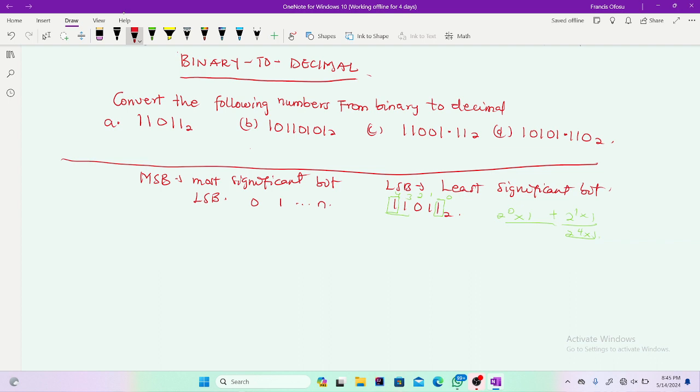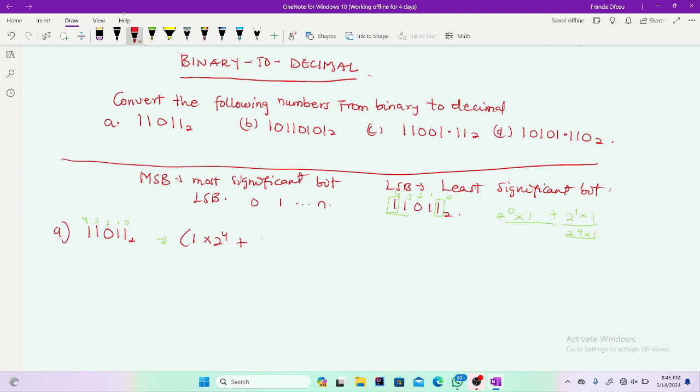So let's take our problems and walk through. The first problem is 11011 base 2. With this one, our least significant bit is simply the 1 here, and we start counting from the least significant bit with 0, then 1, 2, 3, then 4. These are the significances we've assigned. To convert, we start with the most significant bit: 1 times 2 to the power 4. So we are multiplying each bit by 2 to the power of its significance.